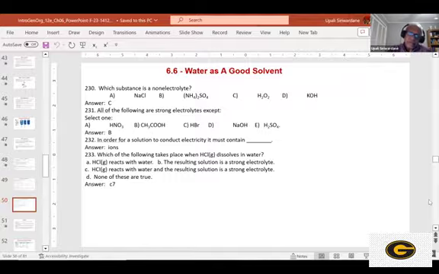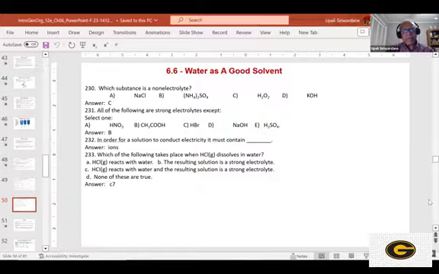What is an electrolyte? Problem 230. Which is a non-electrolyte? Answer is C. Hydrogen peroxide is a molecular compound. It doesn't break up in water. Therefore, it is a non-electrolyte.